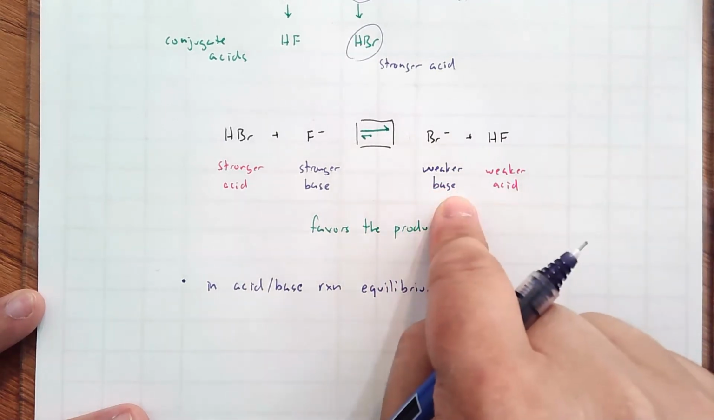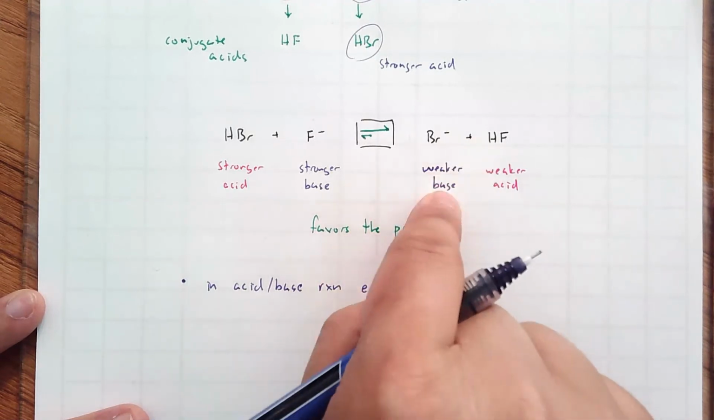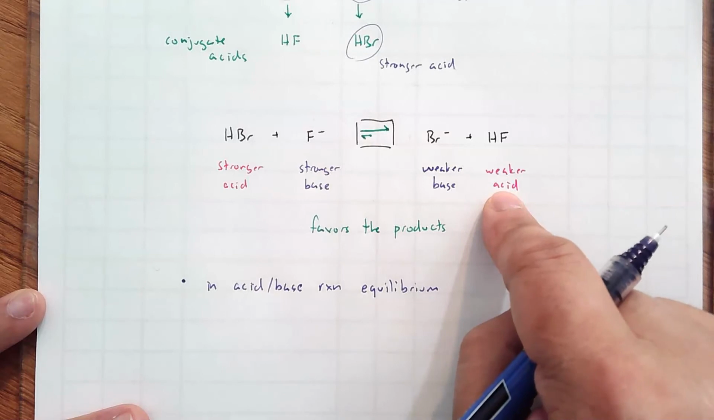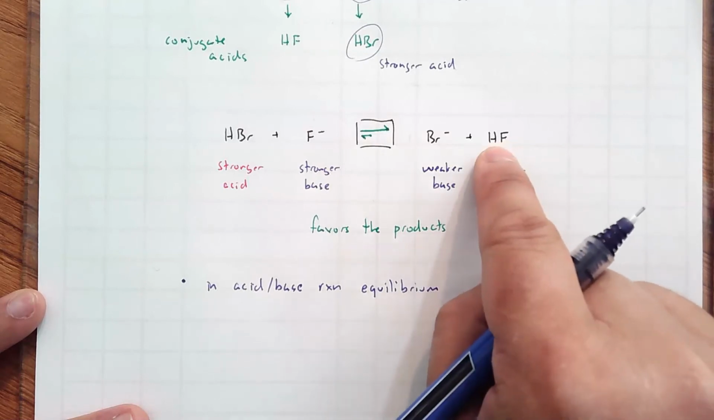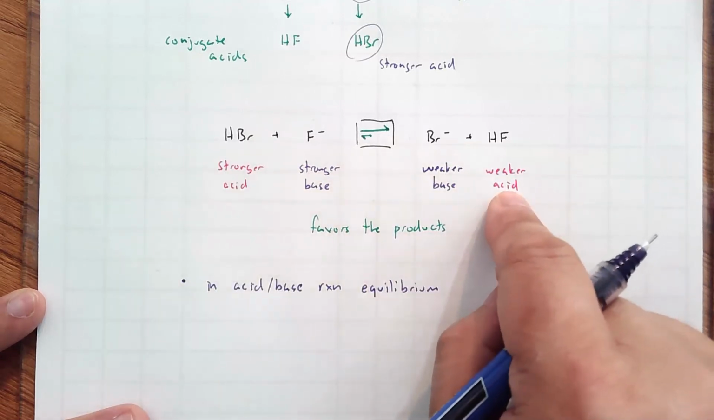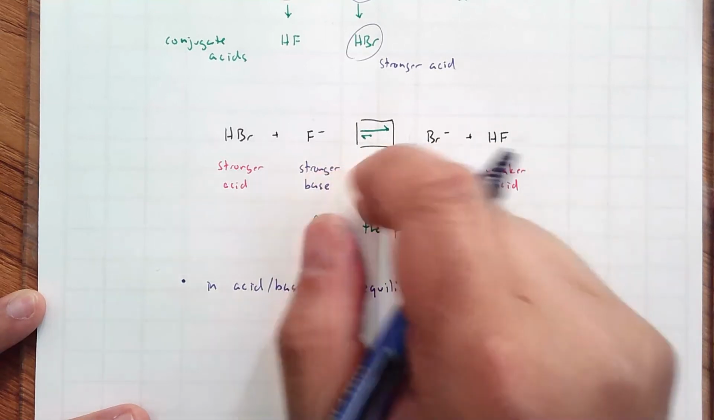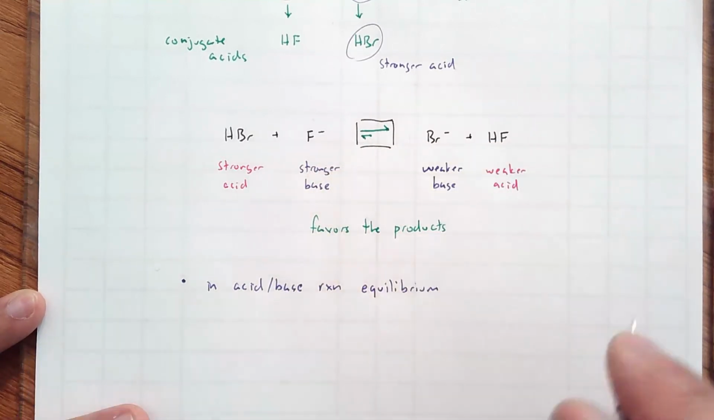Since these are weak, that Br is less likely to grab this proton because it's a weak base. And this HF acid is less likely to give up its proton than HBr because it's the weaker acid. So it won't favor the reverse direction. You see how it favors the products.